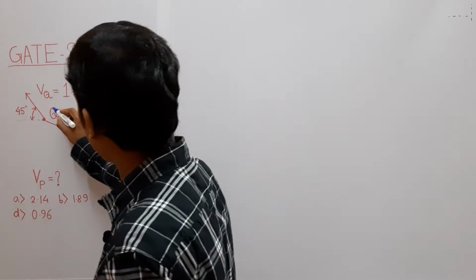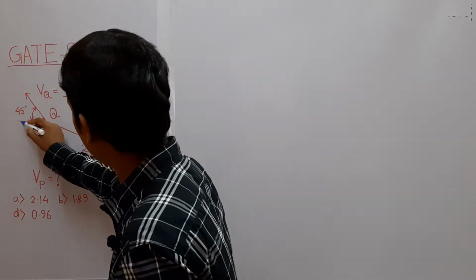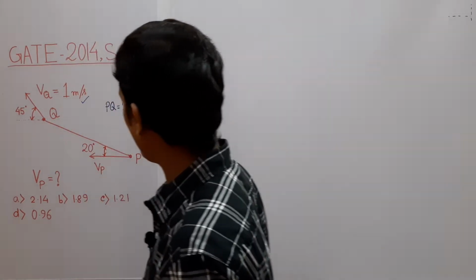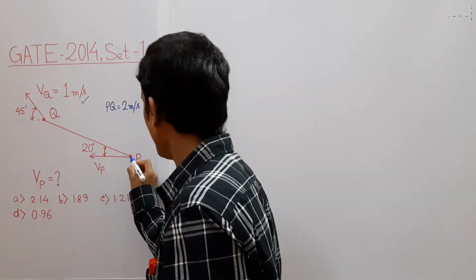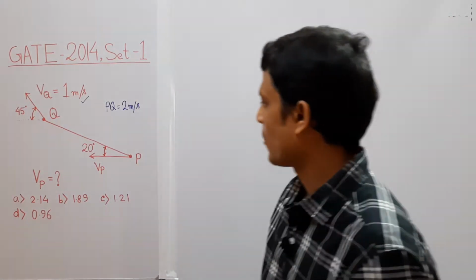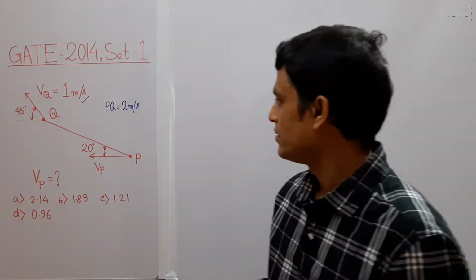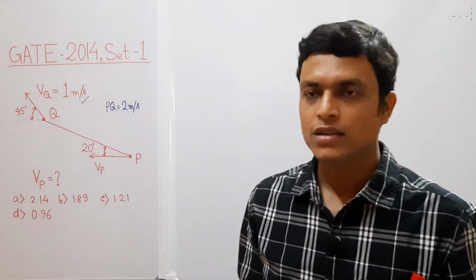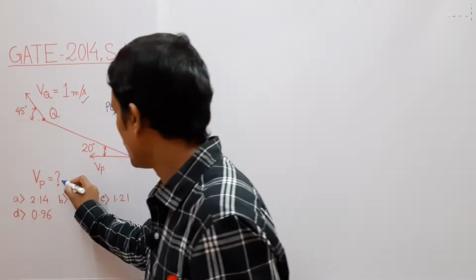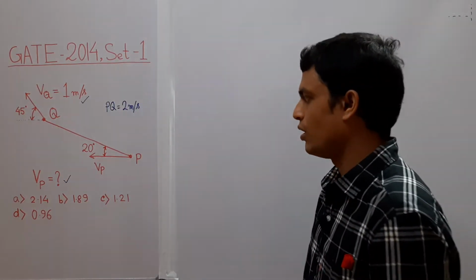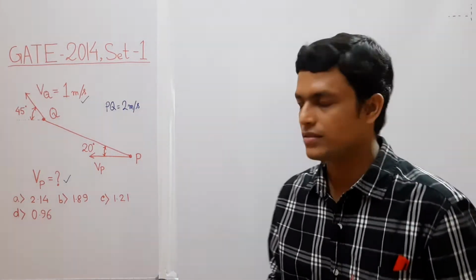The velocity at point Q is Vq, which is at 45 degree with the horizontal and magnitude of 1 meter per second. And velocity at point P is Vp, whereas Vp is along horizontal direction, but magnitude is unknown. So it has been asked to find out what is the magnitude of Vp. Four options are given, you have to choose the correct answer.